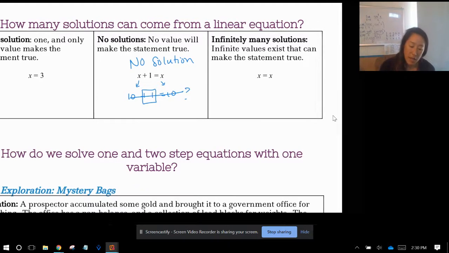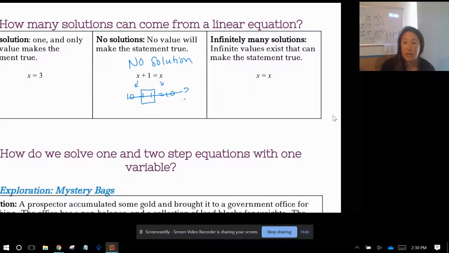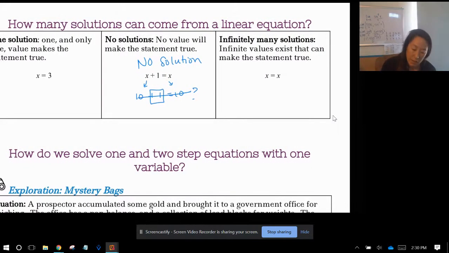Okay. Our last situation would be if I get something like x equals x. So like 5 is equal to 5. Or what if x was 10? 10 is equal to 10. Or pi. Pi is equal to pi. Look, these are all true, that's true, that's true. So I can plug in any value for x and it will make that equation true. Okay, so we get one solution, no solutions, or infinitely many solutions.